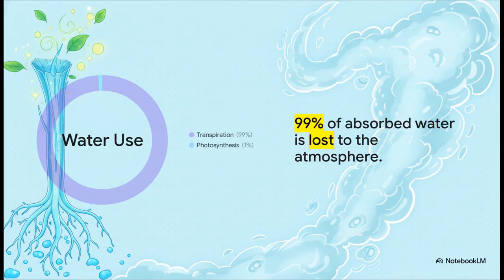Okay, right off the bat, let's talk about a truly staggering statistic. We naturally assume plants drink water primarily to grow and create energy, right? But the reality is that less than 1% of the water absorbed by plant roots is actually used for biochemical reactions like photosynthesis. Less than 1%. A massive 99% of it is just lost directly to the atmosphere as water vapor in a process called transpiration.